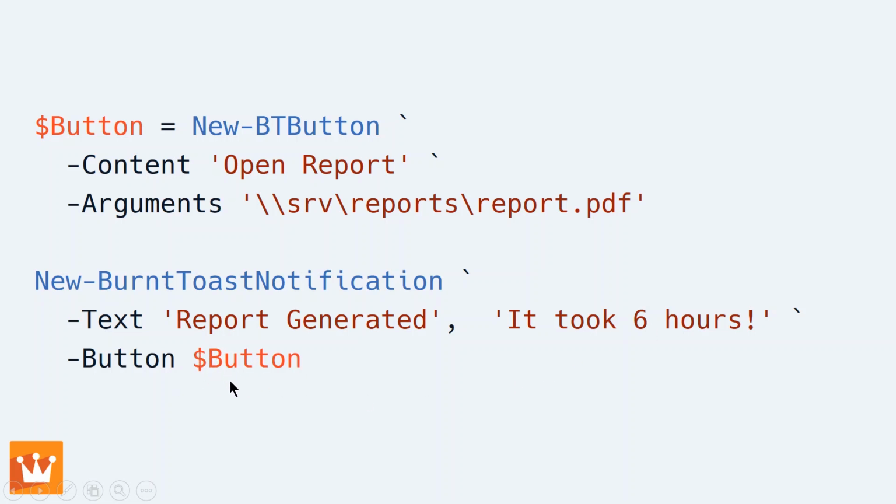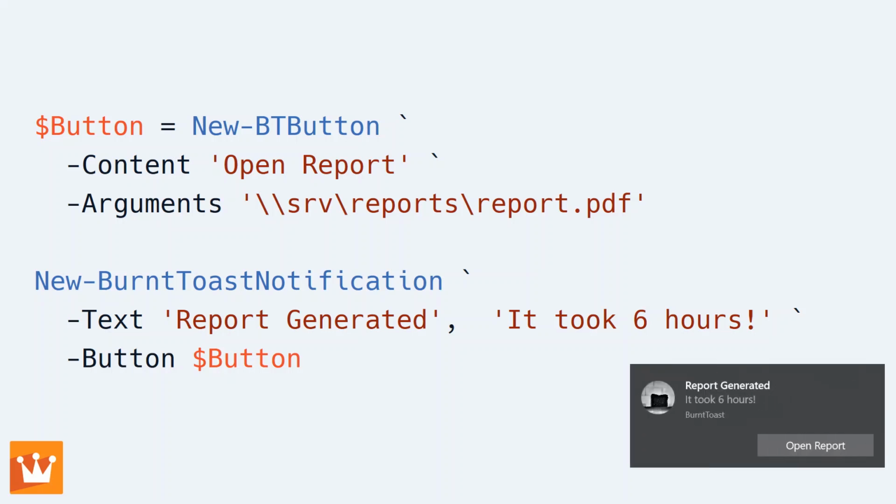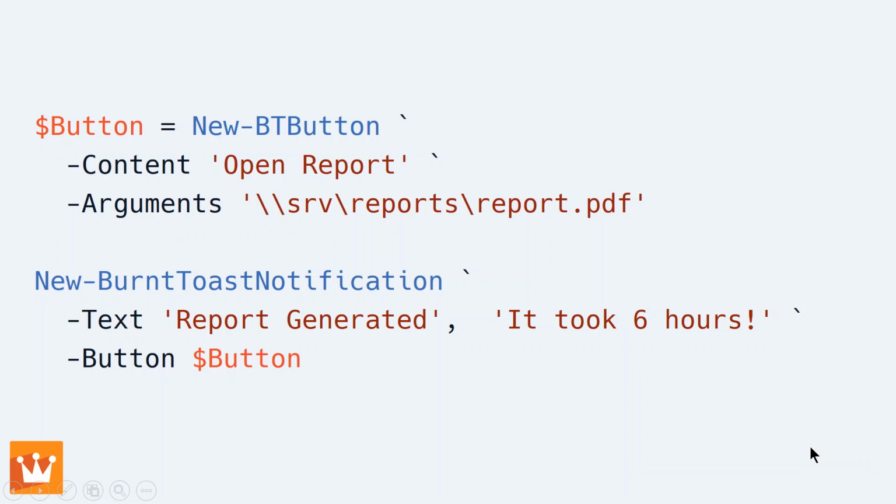Now you can supply multiple buttons. It looks best with multiple buttons, so this is going to look a little bit weird when it pops up because it's not centered. But again, you can see report generated, it took 6 hours, and our button. If we click that, the toast disappears. It would normally open that PDF, but of course, in this case, the PDF doesn't exist. So, that's showing a notification at the end of a long-running script.